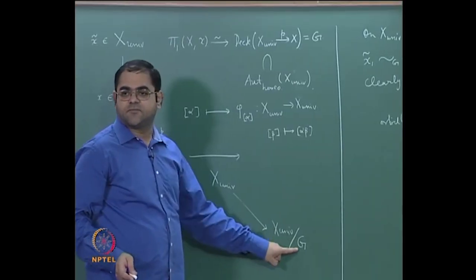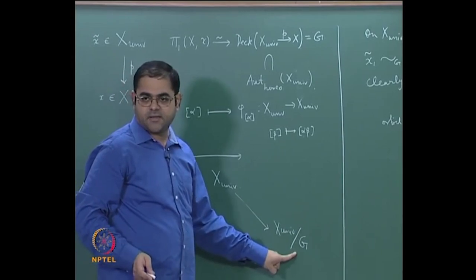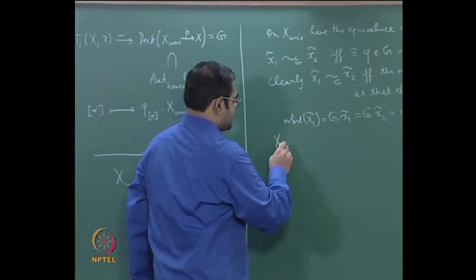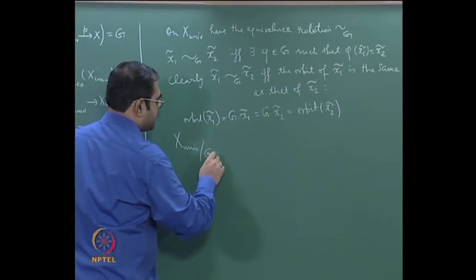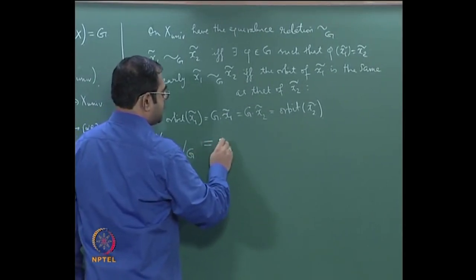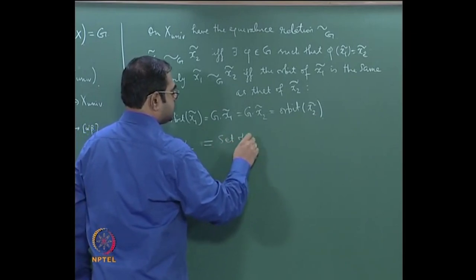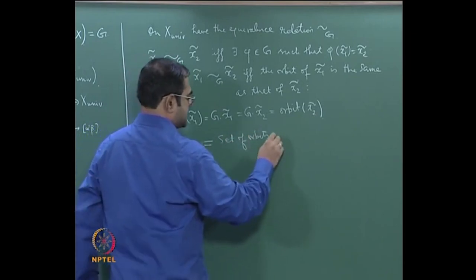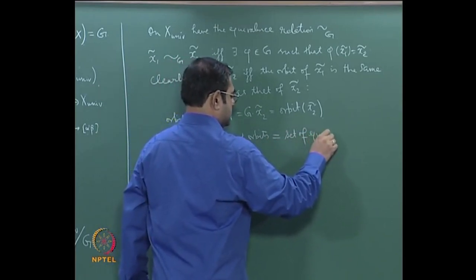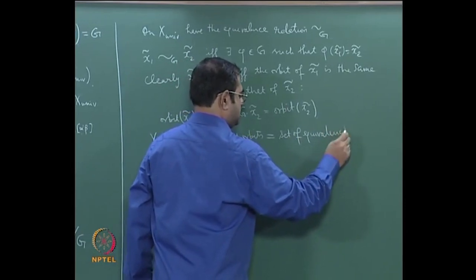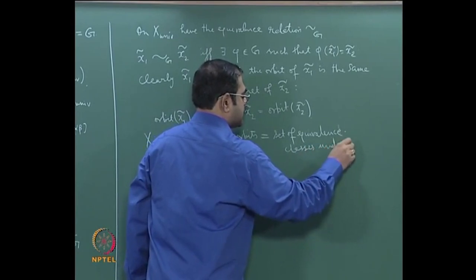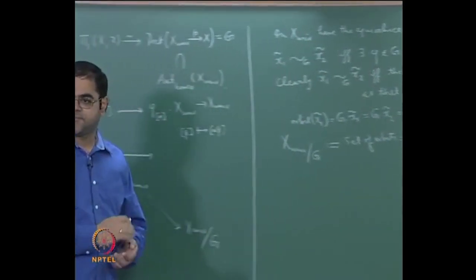So what does this mean? This is precisely the set of orbits, which is the same as the set of equivalence classes under that equivalence relation. So X tilde mod G is, by definition, the set of orbits, that is equal to just the set of equivalence classes under that equivalence relation. It is one and the same thing.